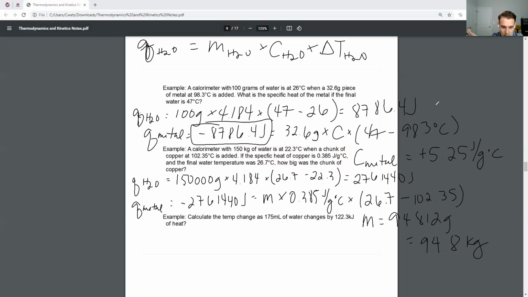It says this last example isn't a calorimeter problem, but we can still do it. It still uses our Q equals MC delta T equation. Calculate the temperature change of 175 milliliters of water changed by 122.3 kilojoules of heat.